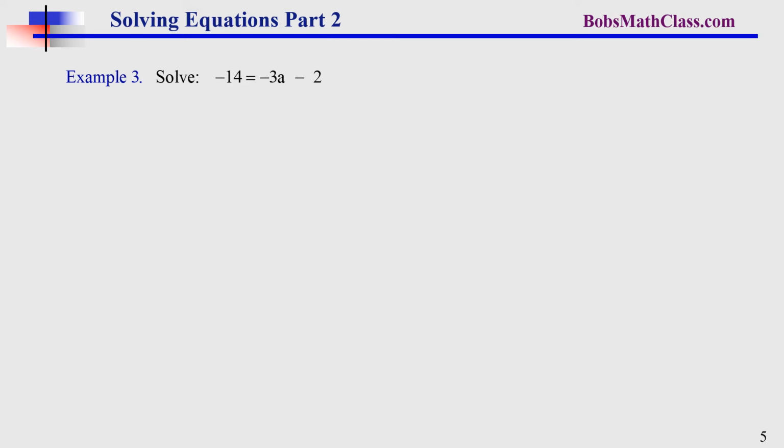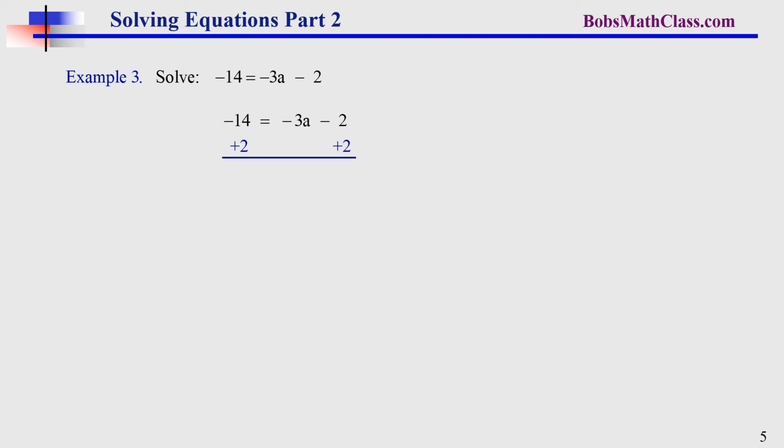So the first thing we want to do to get a by itself is add 2 to both sides. 2 is being subtracted from a, so we want to do the opposite of subtraction, which is addition. If it was addition, then we would do subtraction. We always do the opposite when we're solving the equation. If there's multiplication, we divide, and if there's division, we multiply. Okay, so our first step is to add 2 to both sides.